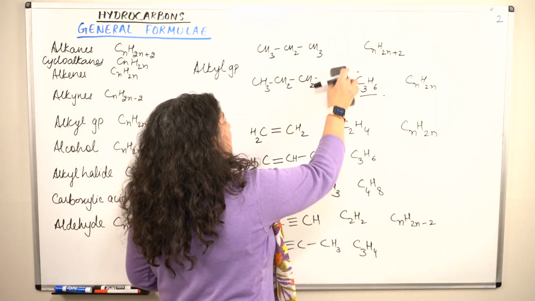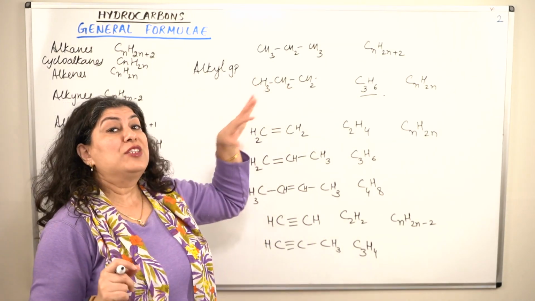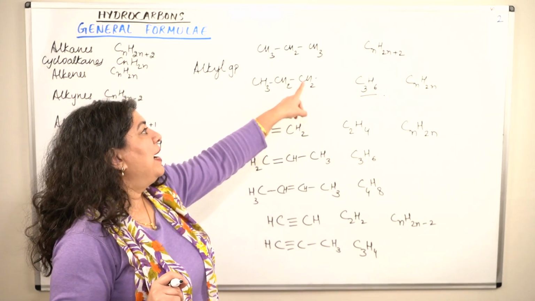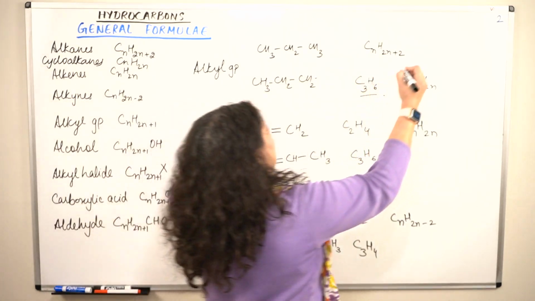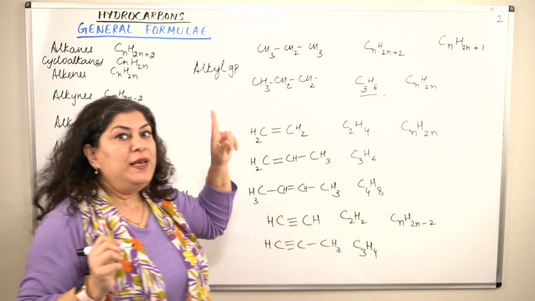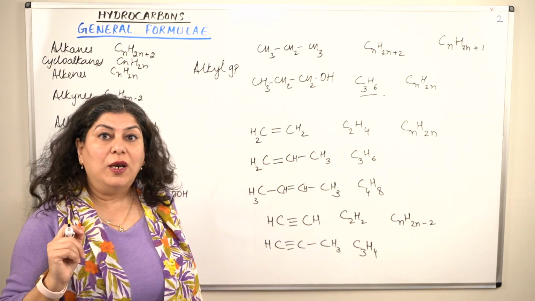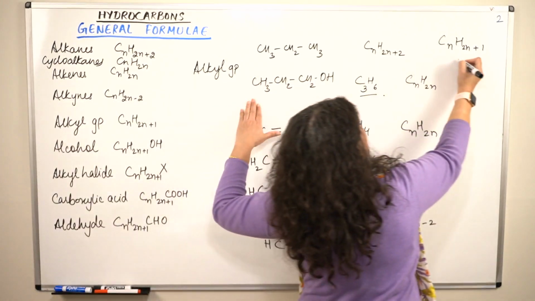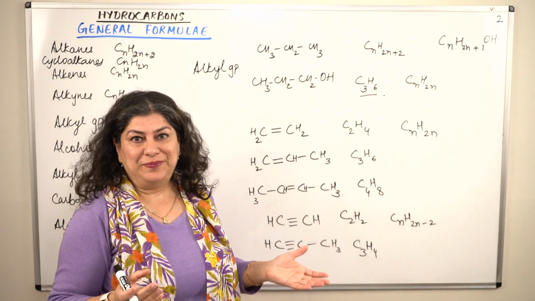But before the alcoholic group is added, this group is known as the alkyl group. This is known as the propyl group. And what is the general formula of the propyl group? It has one hydrogen less than the alkane. So the general formula of any alkyl group will be CnH2n+1, one hydrogen less. And then if OH adds to it, it forms an alcohol. So what would the general formula of alcohols be then? It will be CnH2n+1OH, because OH came and added to it.